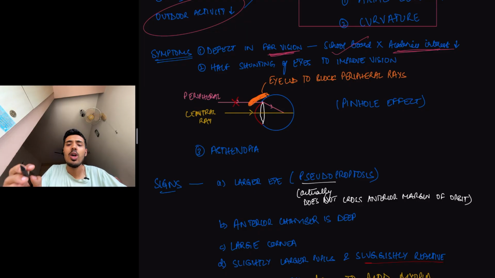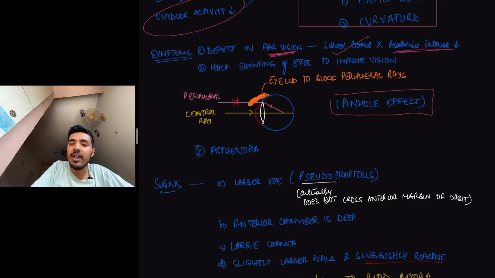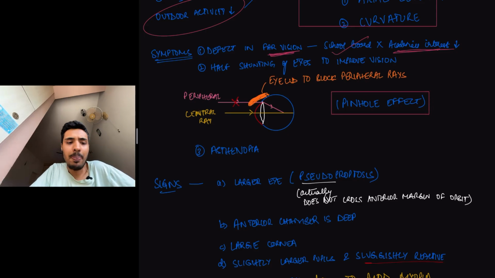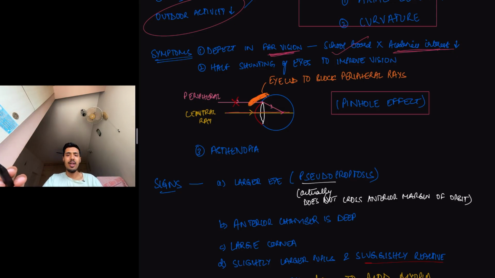This is because of a phenomenon known as pinhole effect. Basically, what happens? As we know, irrespective of the power of the lens, the more central the ray is, the more it passes undeviated. The more peripheral the ray is, if it hits the peripheral part of the lens, it has to get focused, right? Now in myopia as well, the peripheral rays are the ones that are being focused in front of the retina. The central rays are traveling all the way up to the retina, right?